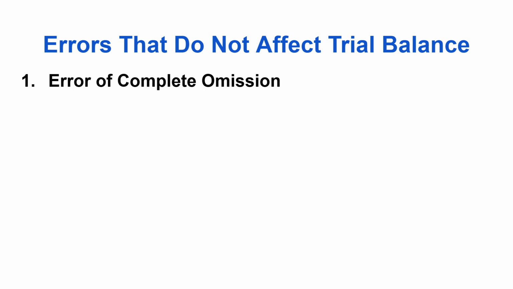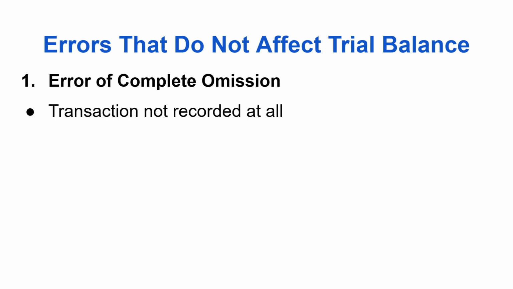Errors that do not affect trial balance. Error of complete omission. Transaction not recorded at all. If a transaction is completely missed, both debit and credit are missing. So, totals will match. Trial balance will match. If you think trial balance matching means books are correct, this error proves that assumption wrong. Trial balance checks math, not correctness.